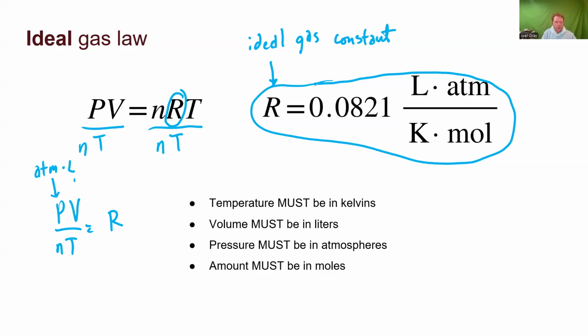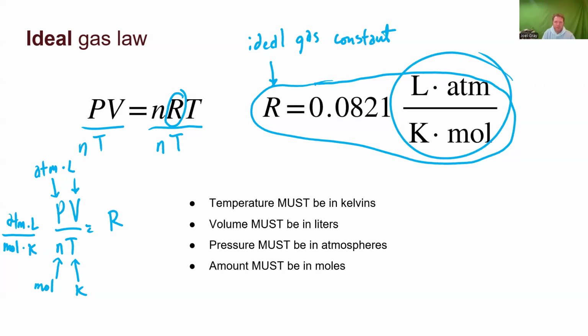Okay, so I've got P and V. I've got atmospheres and liters. What are the units for N, or amount of a substance, amount of a gas? Moles. Okay, cool. And what about temperature? What do we measure that in? Kelvin. Perfect. Whenever I plug in those units, I basically reconstructed ATM times liters over moles times Kelvin, which is effectively the same as that right there.